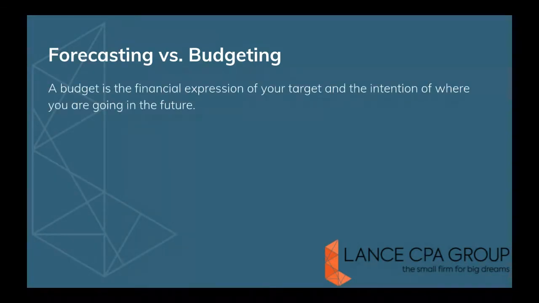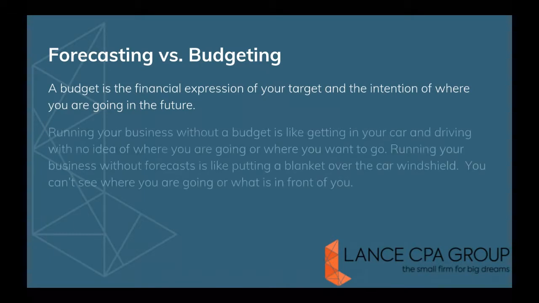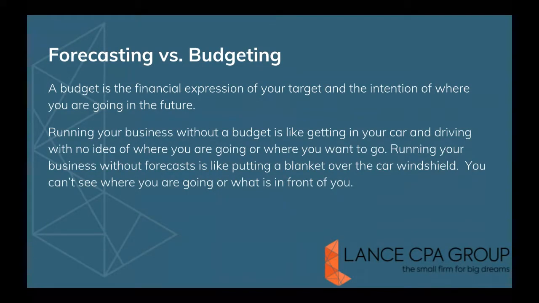So the textbook definition of a budget is the financial expression of your target and the intention of where you're going in the future. That sounds similar to what forecasting was, but it's a little different. We're looking at where we think we're going to be in 12 months and putting a target, a goal there, and that's what the budget does. Whereas the forecast is a little different.